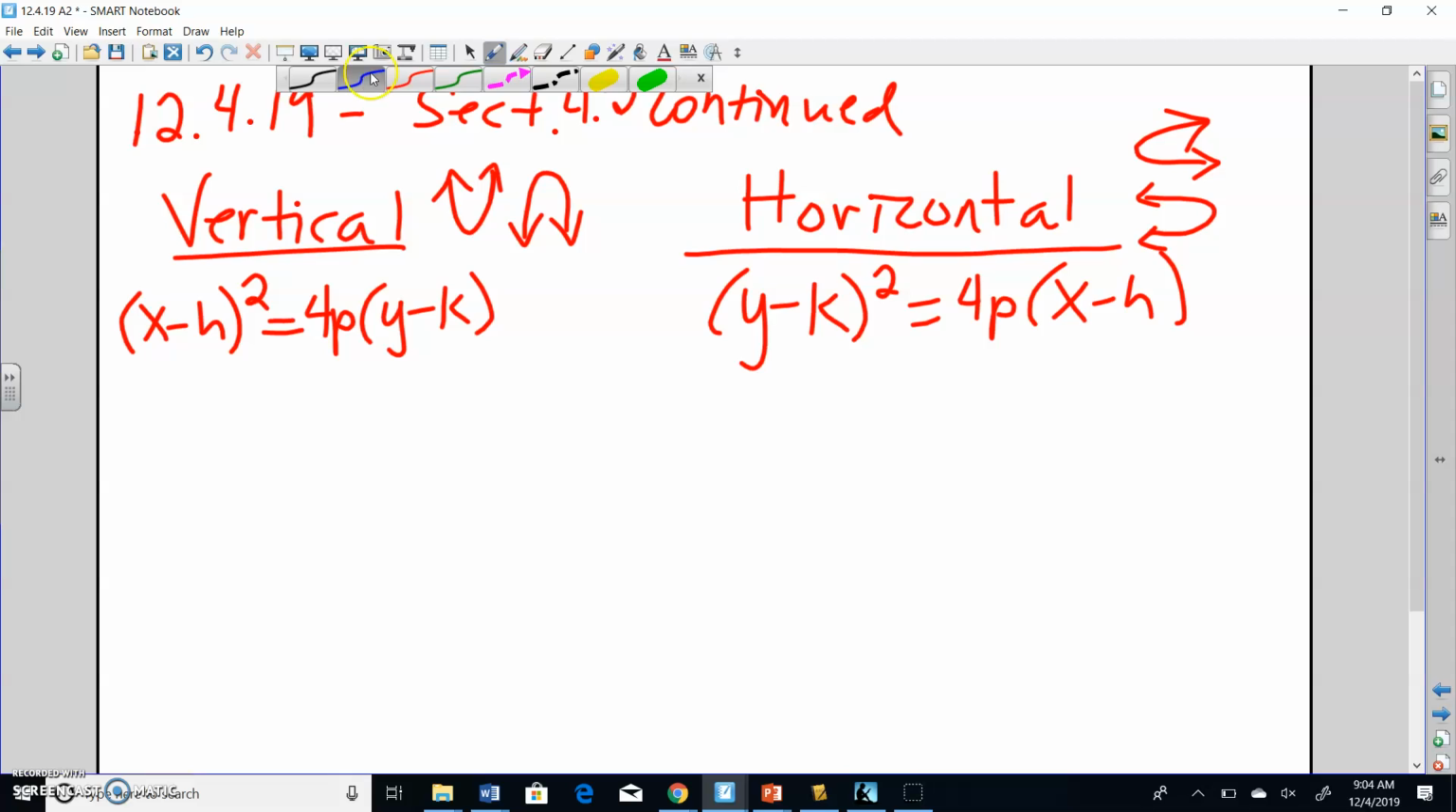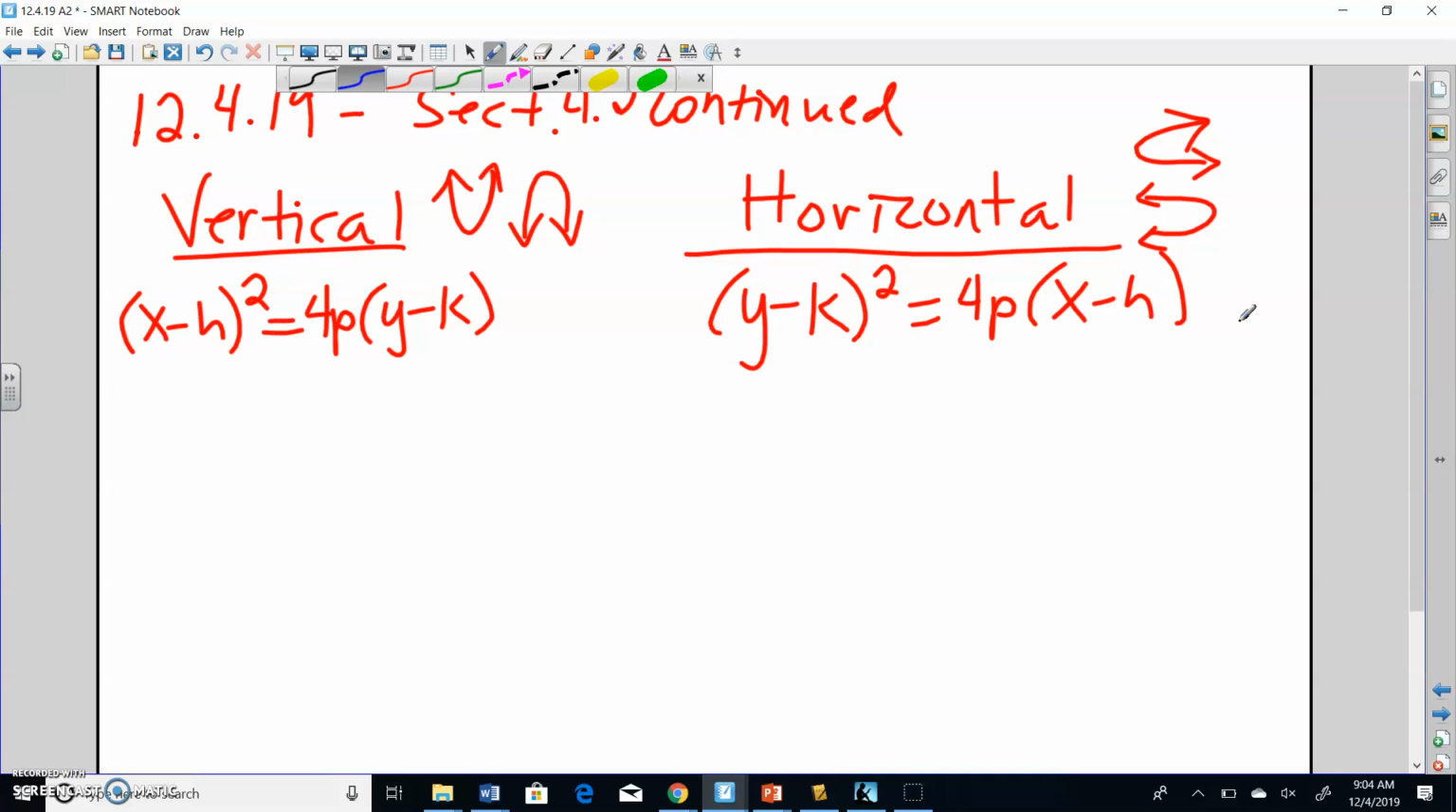Okay, so yesterday we worked on getting equations into one of these two forms based on which variable was being squared. Today we're going to look at what we can identify once we get it into this form. There are 4 or 5 different things we can identify. We're going to talk about one, maybe 2 of those today.